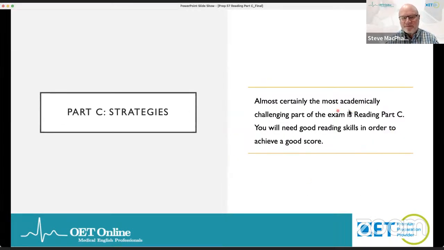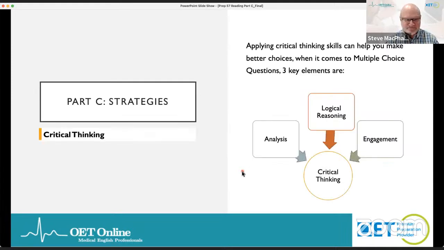So I definitely believe that Part C, even for listening as well, is the most academically challenging part of the exam. Reading Part C, it really is. And number one, you've got to have good reading skills to achieve a good score. So we'll demonstrate that a little bit now. And at the end of the session, I'm going to give you some tips that you can use to build your own skills. So firstly, what are we doing here?